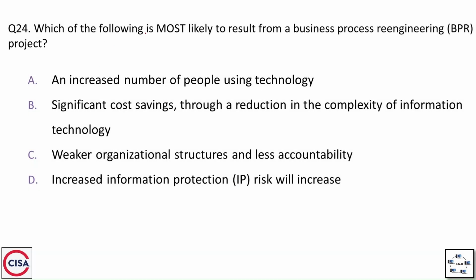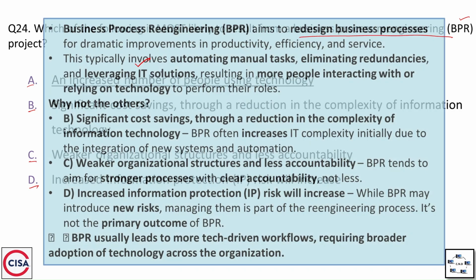Question number 24, which of the following is most likely to result from a business process re-engineering, that is BPR project? Option A, an increased number of people using technology. Option B, significant cost savings through a reduction in the complexity of information technology. Option C, weaker organizational structures and less accountability. And option D, increased information protection risk will increase. And the correct option is option A, an increased number of people using technology.